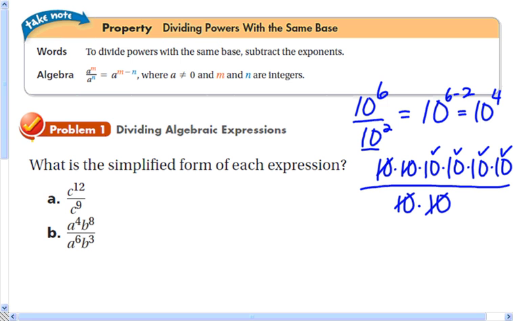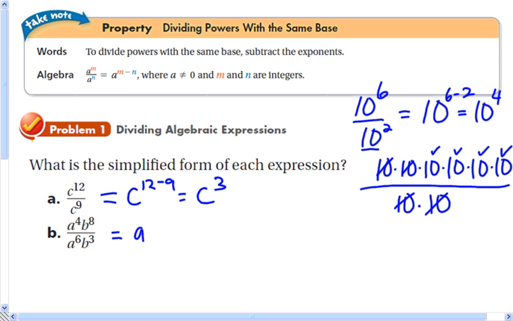So what does that mean here? If we have c to the 12th, so we're multiplying by c 12 times, and then we divide by c 9 times, we're taking away 9 of the times we're multiplying by c. So that would be c to the 3rd.